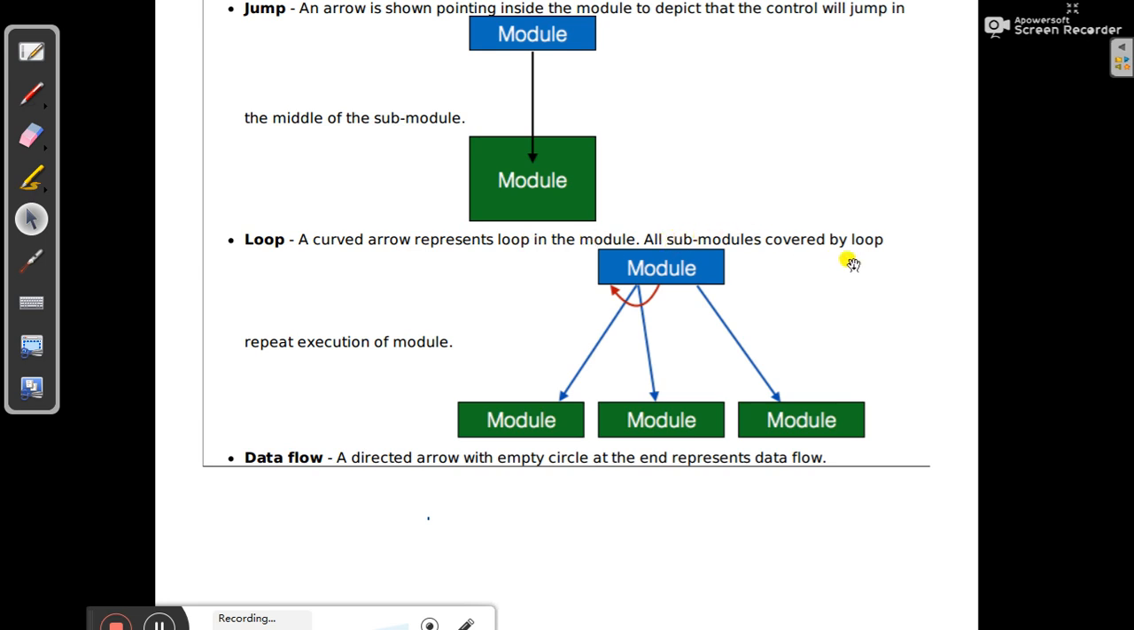And to show a loop, it uses this curved arrow. A curved arrow represents a loop in the module. All submodules covered by the loop repeat execution of the module.